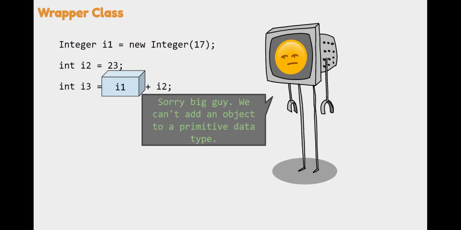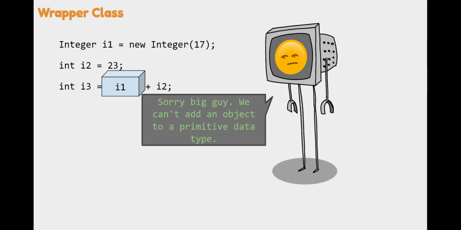In this example, we are creating an Integer object named I1 and a primitive data type I2. And on line 3, we are trying to add the object plus the primitive type together. We cannot do that because the object is not a value. It is an entire object with methods and instance variables. One of those instance variables does happen to be that integer value of 17 that we want, but the entire object I1 is not 17. So we are asking to add an entire object to the value of 23.